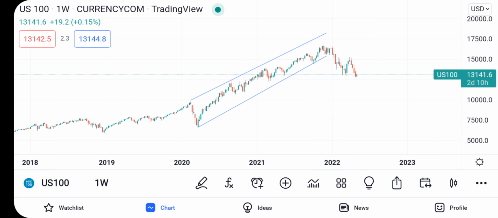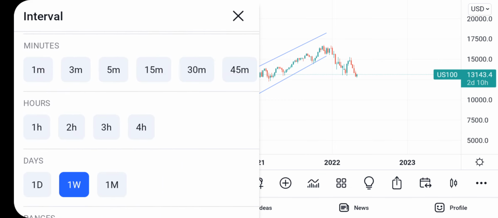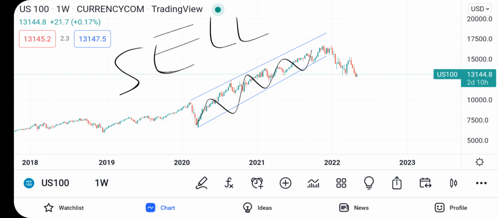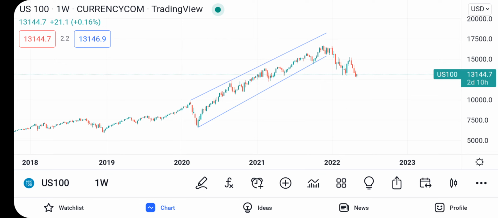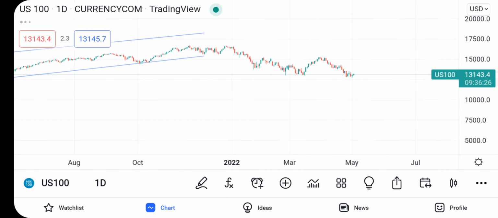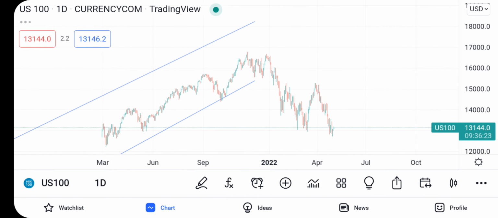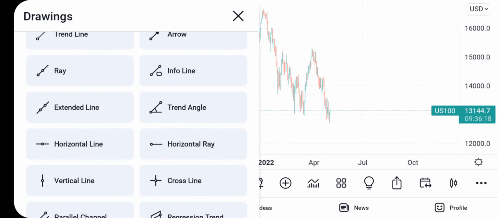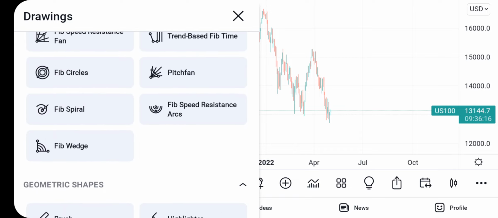So for me, before I continue, I don't want to leave you behind. I see this kind of ascending channel. Ascending channel for me is a sell signal, guys. That's a sell signal to push to the downside. So I'll go to the daily time frame, and on the daily, what I'm seeing is this Nasdaq, guys, is going to the downside.